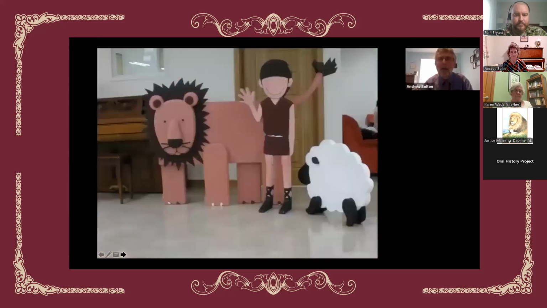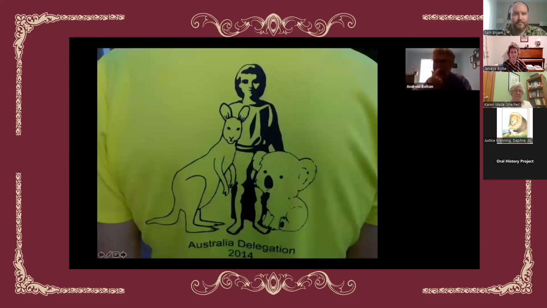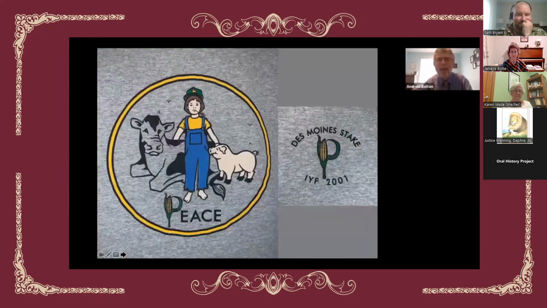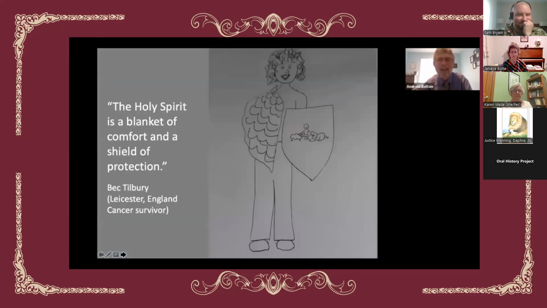If we go to Seoul, Korea, you can see this version of the church seal. The Australian delegation to IYF in 2014 had this church seal on their T-shirt. Bit outrageous, don't you think, to have a kangaroo, a wallaby, and a koala bear. But the Des Moines State IYF team had this. I think this is perhaps the very best.